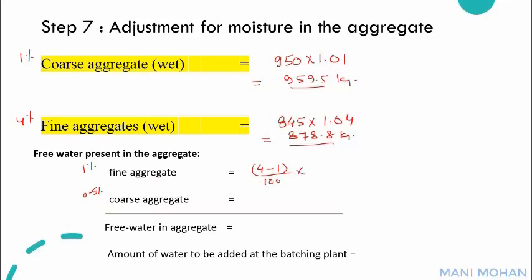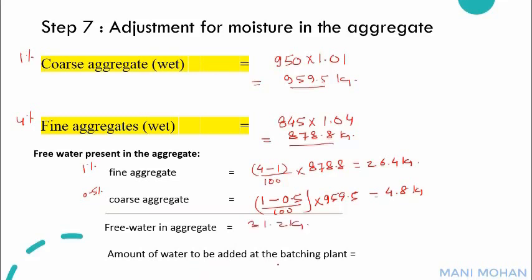So this much percentage of free water is going to be present in fine aggregate. Now this has to be multiplied with the weight of the fine aggregate, which we are considering as 878.8 kg. So the free water comes out to be 26.4 kg. Similarly for coarse aggregate, the free water is the surface water, 1%, minus water absorption, divided by 100. So this much percentage is there as free water. This has to be multiplied with the mass of the coarse aggregate, which is 959.5. So the free water in coarse aggregate will be 4.8 kg. So the total free water in aggregate will be 26.4 plus 4.8, 31.2.